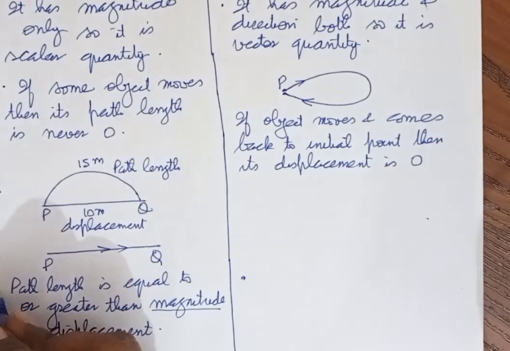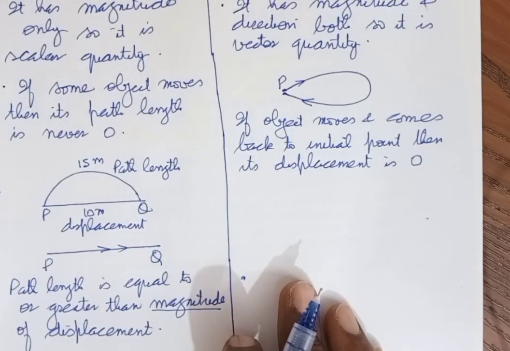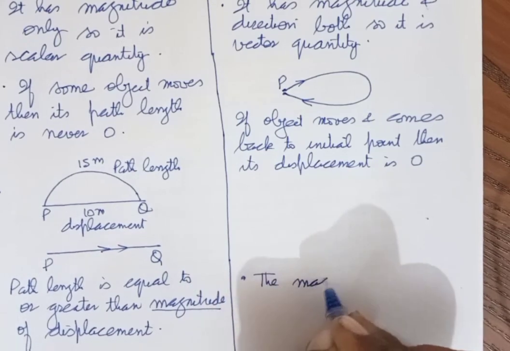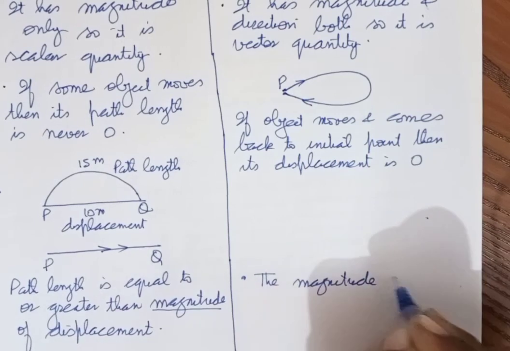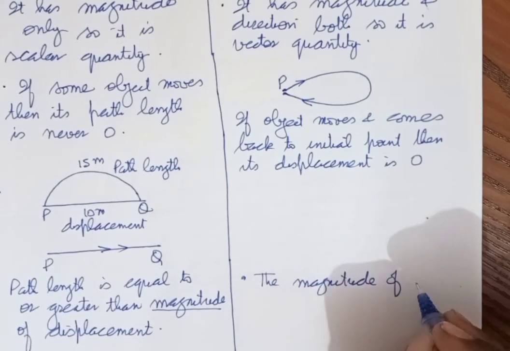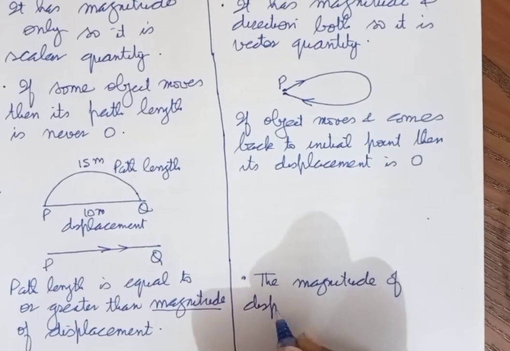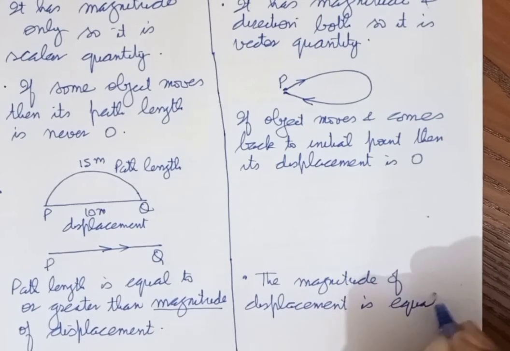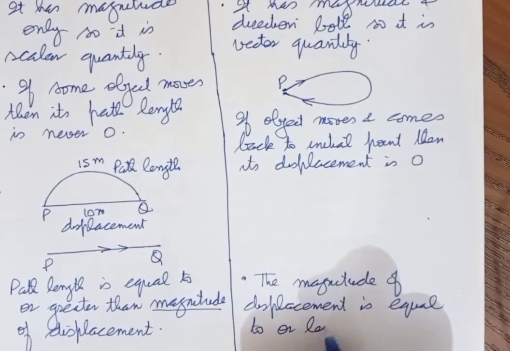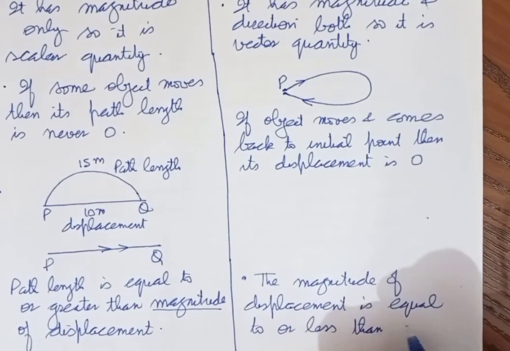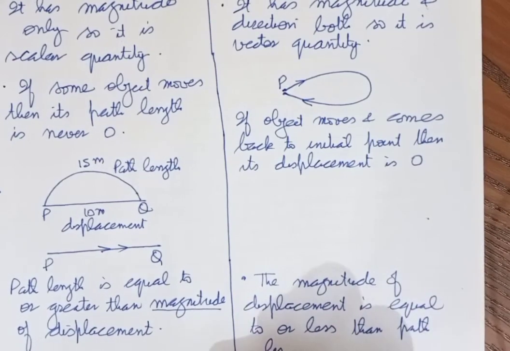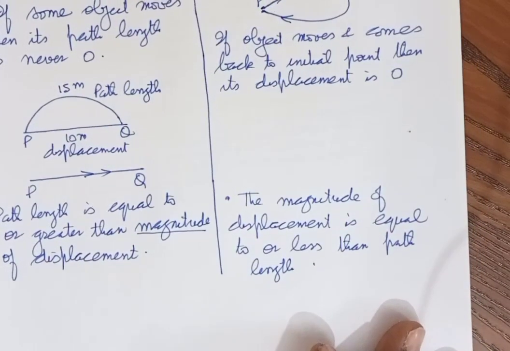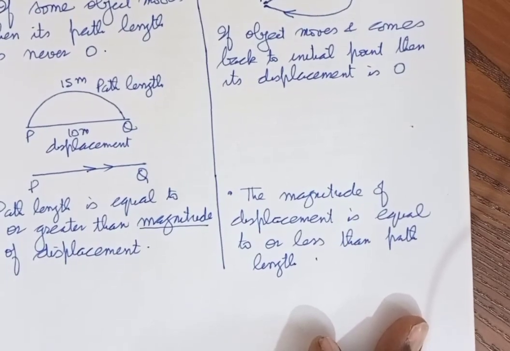Second, here the magnitude of displacement is less than or equal to path length. Magnitude of displacement, because displacement has two aspects. Magnitude of displacement is equal to or less than path length. See, here we have seen the differences between them.